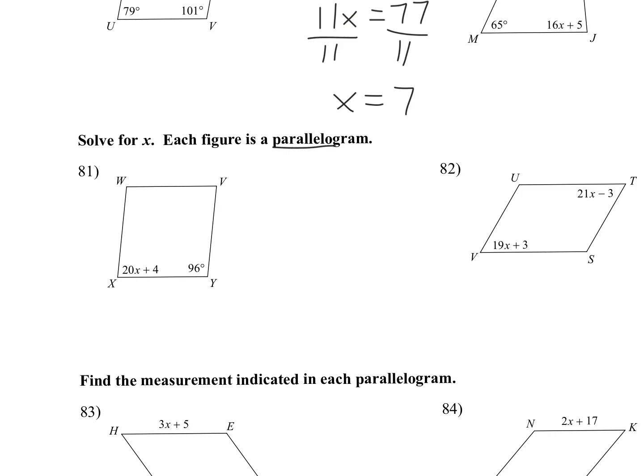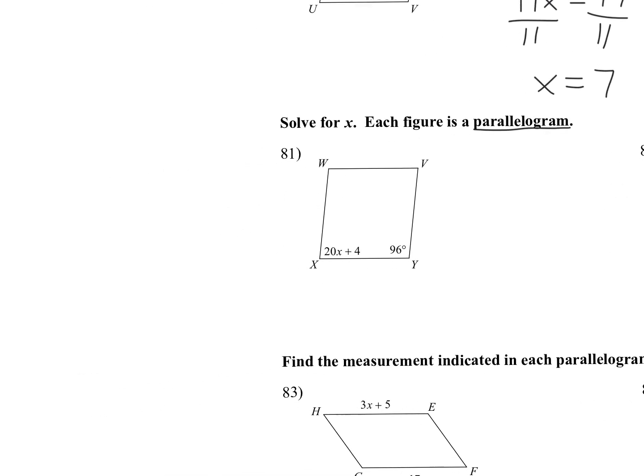Starting at 81, we're now dealing with parallelograms. Let's, off to the side, draw a parallelogram. What do we know about a parallelogram? Opposite sides are parallel, and they're the same. Which angles are the same? Opposite angles are the same. There's two pairs.